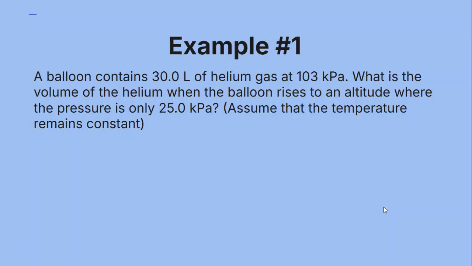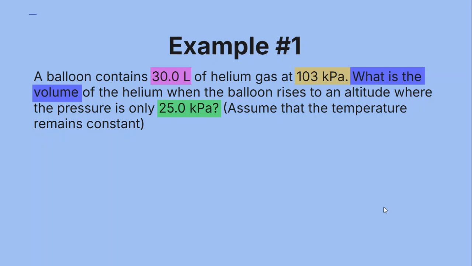So when we look at a problem that we would use Boyle's law to help us with, it might look something like this. We have a balloon containing 30 liters of helium gas at 103 kilopascals. What is the volume of the helium when the balloon rises to an altitude where the pressure is only 25 kilopascals? And we're assuming that the temperature remains constant. And obviously the amount of gas remains constant because it's in a balloon.